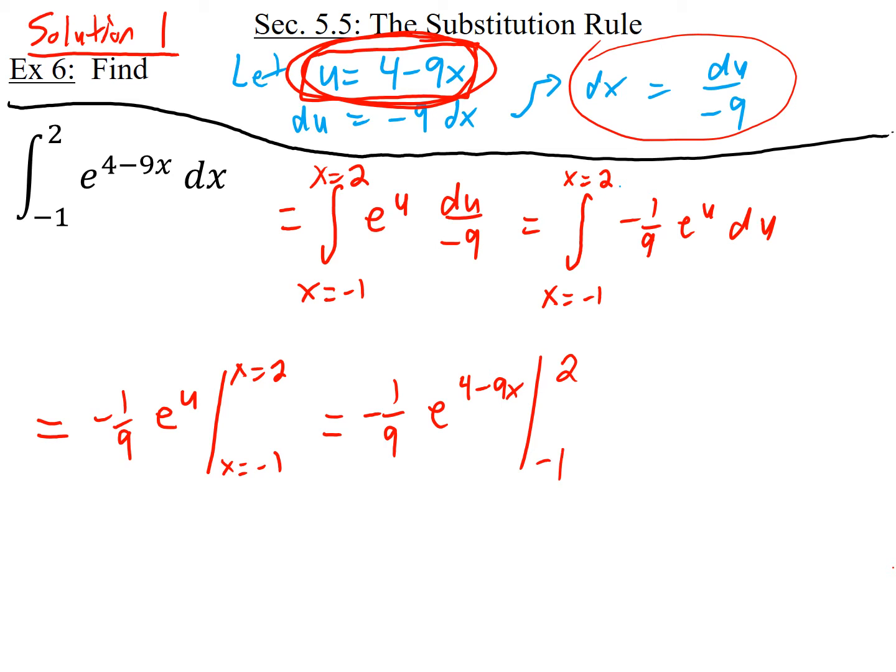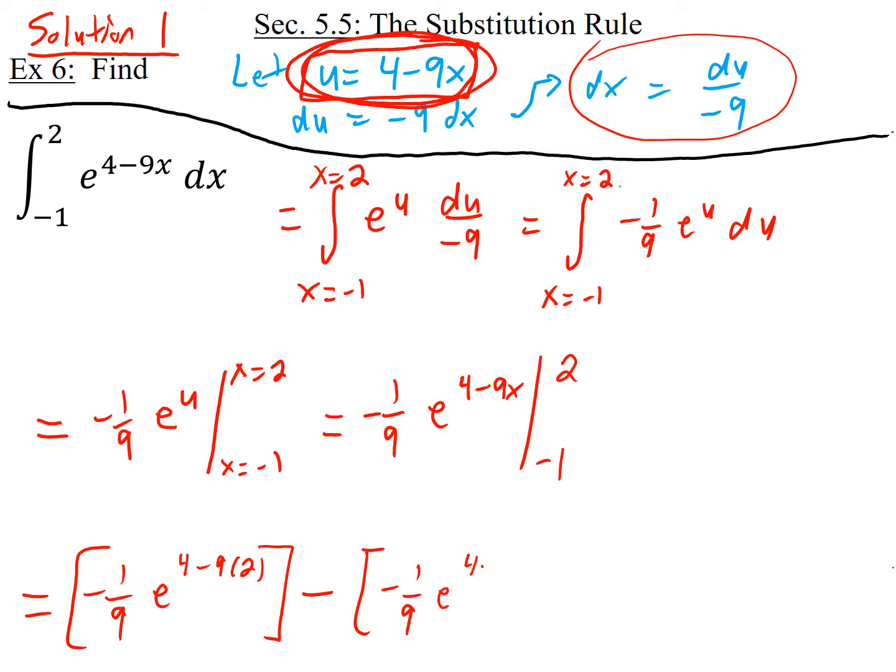And now you go ahead and plug them in. When you plug them in, you plug in the top one first. So you're going to get negative 1 over 9 times e to the 4 minus 9 times 2. That's what you get when you plug in 2. Then minus, and then you plug in negative 1. You get negative 1 over 9 e to the 4 minus 9 times negative 1. Then you simplify that. There's not much simplifying you can do. You should figure out what the powers on the e are. This is 4 minus 18, so that's negative 14 right there.